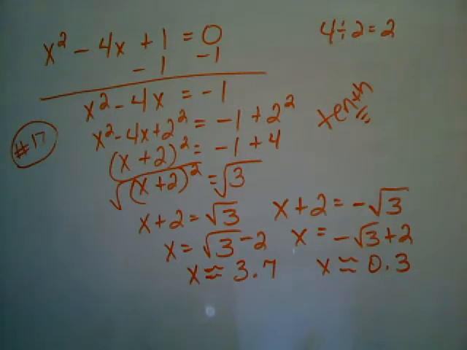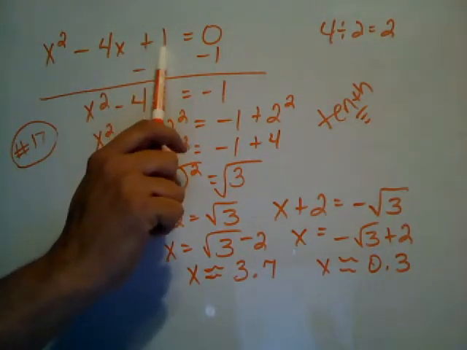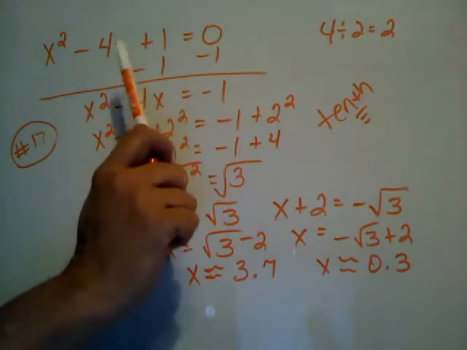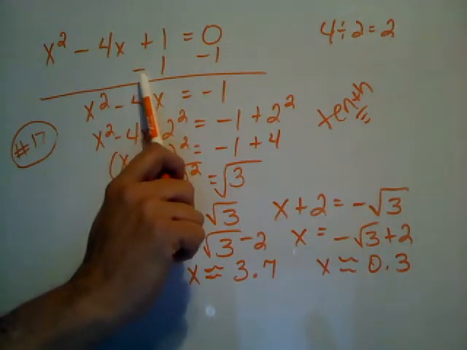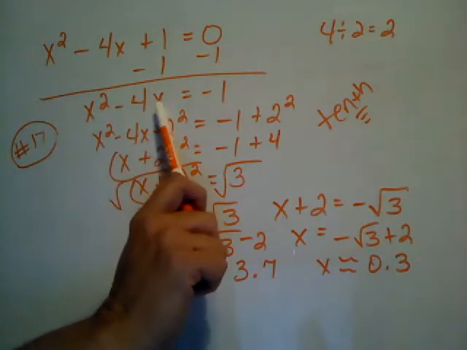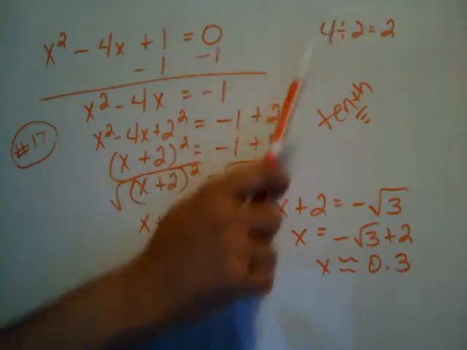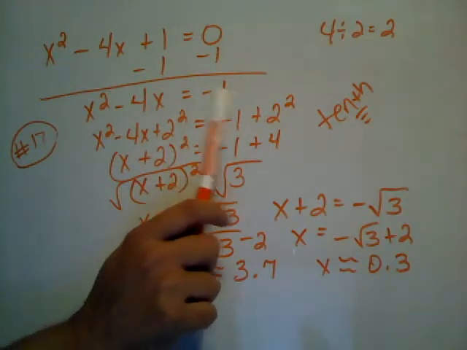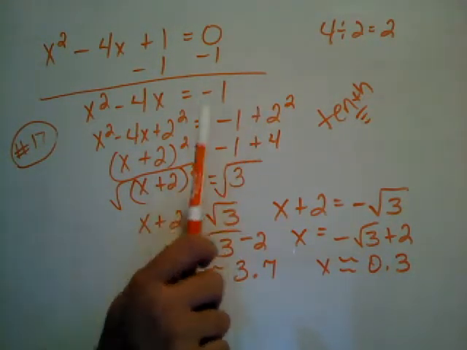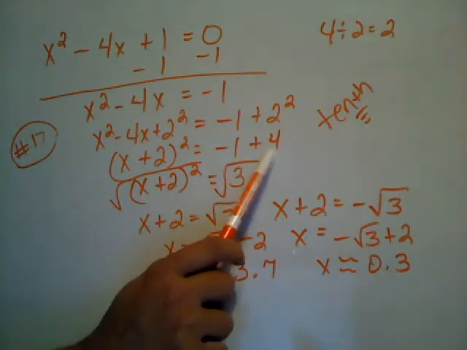Okay, this is number 17. x squared minus 4x plus 1 equals 0. We need to move our 1 over, so we're going to make it a negative 1, leaving us with x squared minus 4x equals a negative 1. I'm going to divide the 4 in half, which would give me 2 squared. I have to add it to both sides. x minus 2 squared equals a negative 1 plus 4.